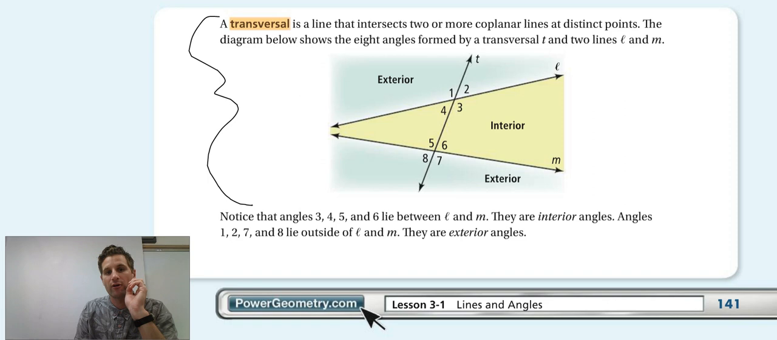The diagram below shows the 8 angles formed by transversal T. Here's the transversal. Remember, the transversal cuts through 2 lines. It's transversing those, like transporting across county lines, transversal of the 2 lines L and M. So T is our transversal, these are 2 lines. And what it does, it creates interior angles. They're on the inside of the 2 lines that we cut, or on the exterior, on the outside. Okay? So draw this picture, write those words.